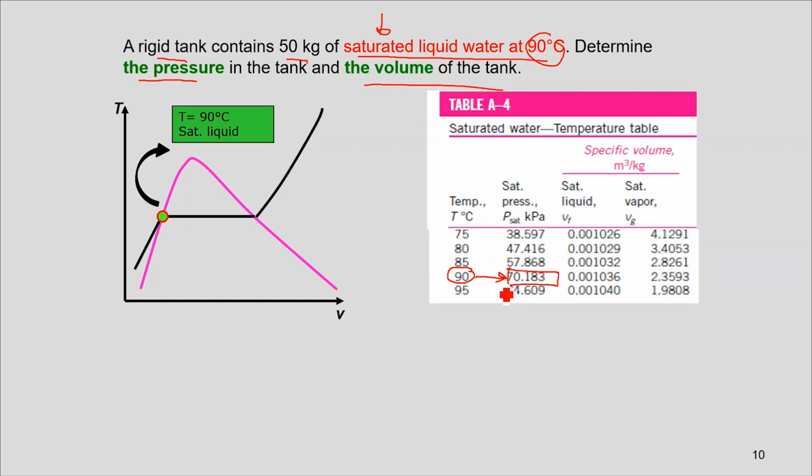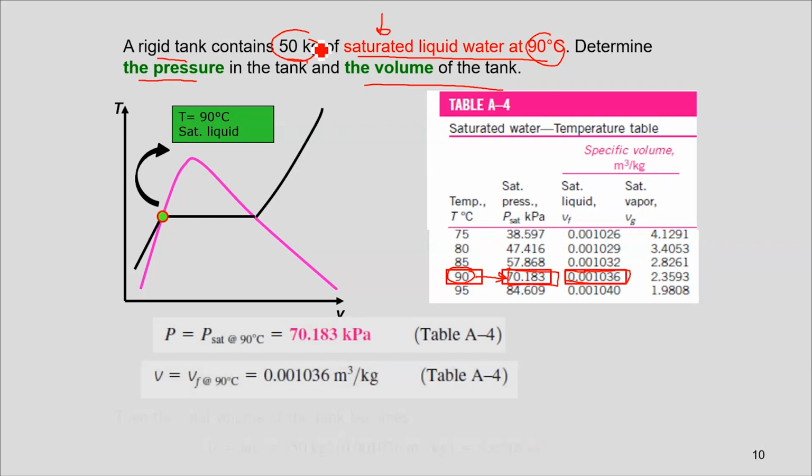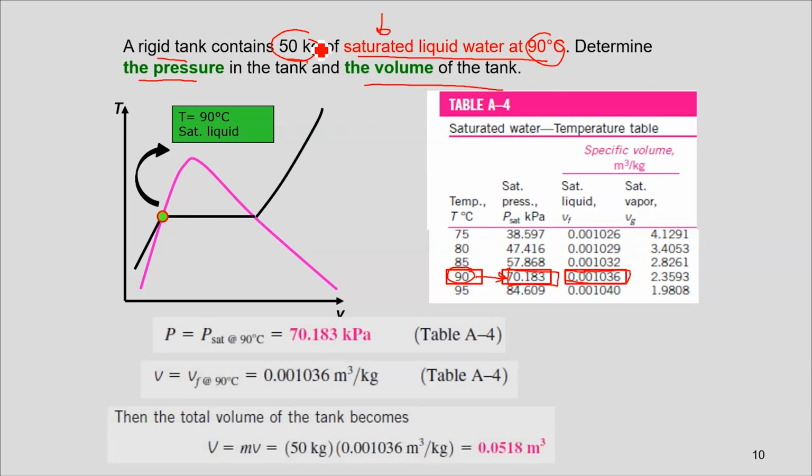And if you want to determine the volume of the tank, you need to have the specific volume. Since it's saturated liquid, this is a specific volume. Specific volume is per unit mass. You can multiply it by the given mass and it would give you the volume of the tank. So Vf at 90 degrees multiplied by the mass would give you the volume of your tank for this state.